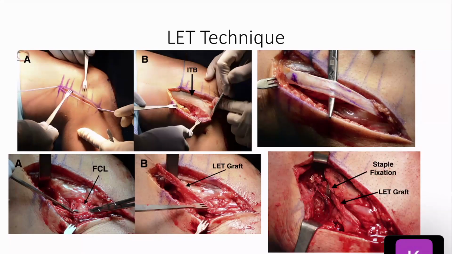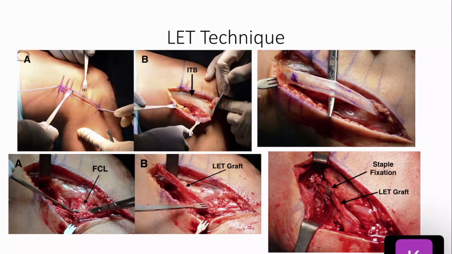And of course, you're going to have your graft prepped usually by this point, and you just need about 2 centimeters of a whip stitch. Pass that behind the LCL. And your fixation point is going to be just proximal and posterior to the lateral epicondyle. And this is the part that can get kind of tricky because you want to make sure that you don't converge with your femoral tunnel for your ACL.